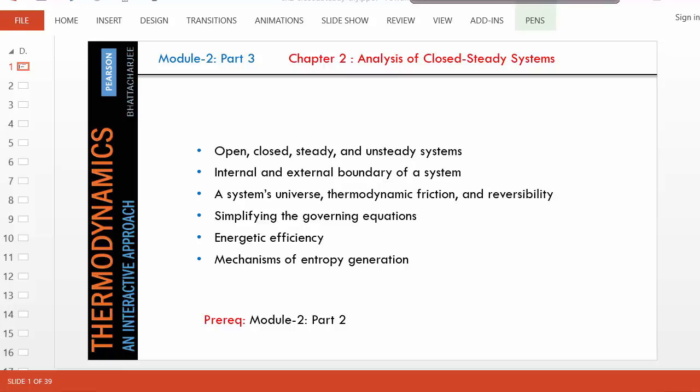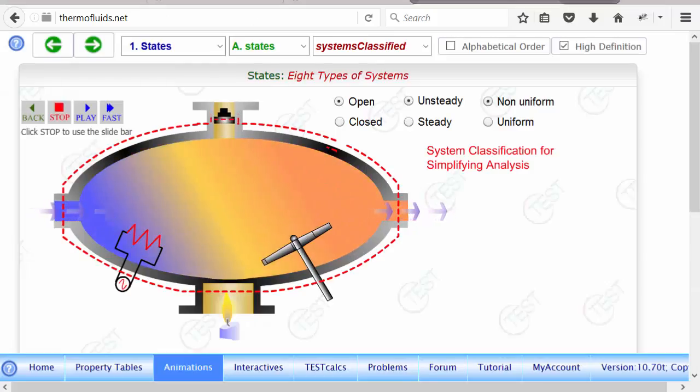Hello. The goal of this module is to expand our understanding of the mass, energy, and entropy balance equations we developed in the last modules by applying those to a very simplified system. So let's begin by looking at different types of systems.